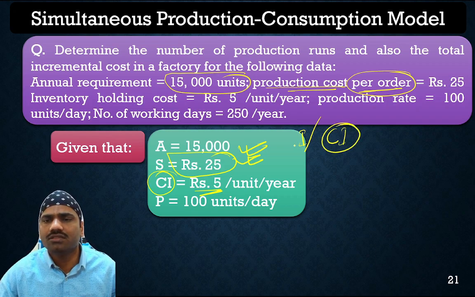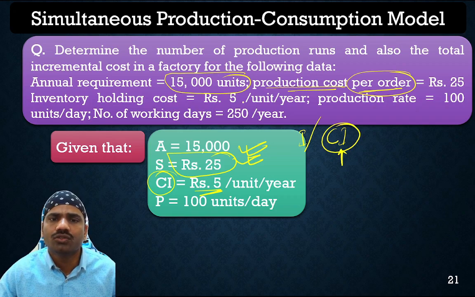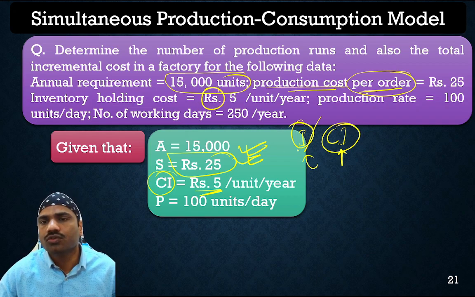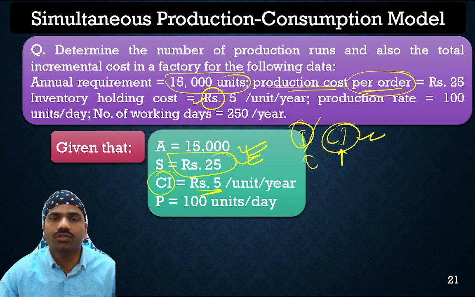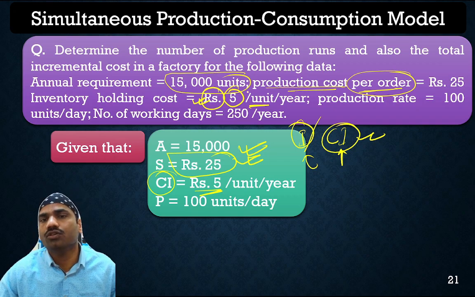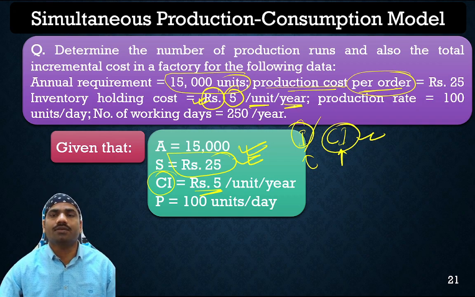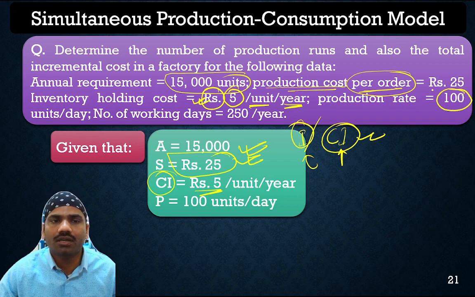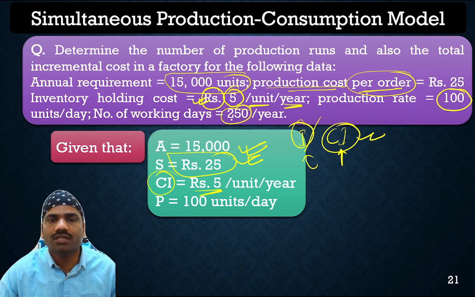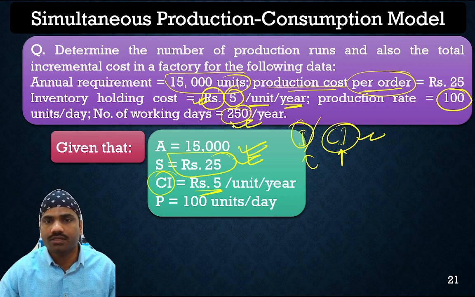How will we judge which one is given? That can be judged by the unit given. If only I is given, then there are no terms of rupees or cost or dollar. If CI is given, then there will be a unit of rupees also. So we have inventory carrying cost of rupees 5 per unit. If you are storing one unit, you have to pay an inventory carrying cost of rupees 5 for 1 year. Production rate we have is 100, and the number of working days in 1 year is 250 days.